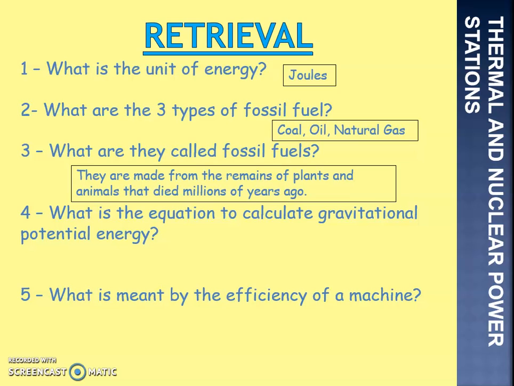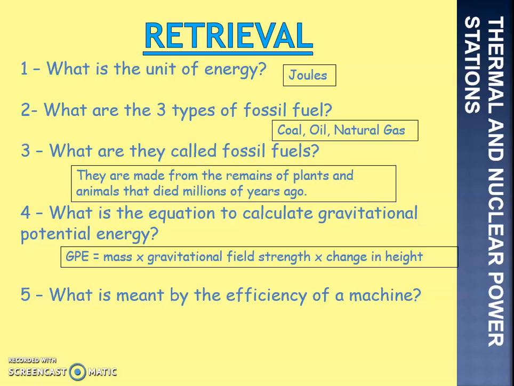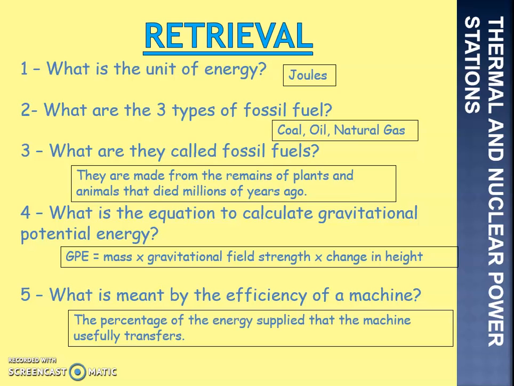What's the equation for gravitational potential energy? Gravitational potential energy is mass times gravitational field strength times change in height. And what's meant by the efficiency of the machine? The percentage of the energy supplied that the machine usefully transfers. It can be given as a decimal or it can be given as a percentage.